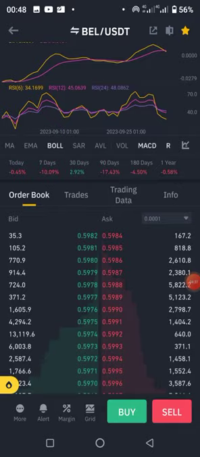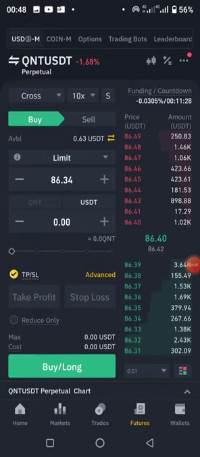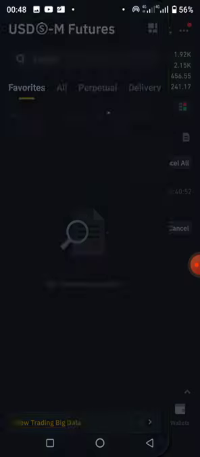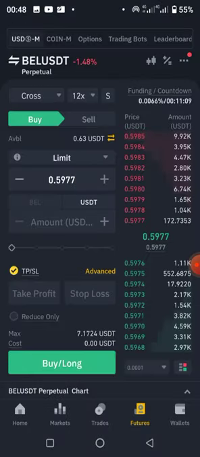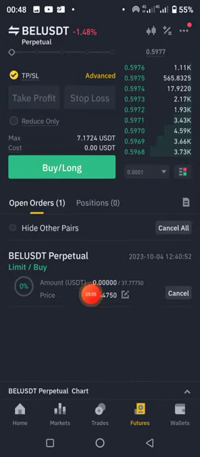Let's go to my futures trade. This is the futures. Let's switch it to Bell. Mind you, this is Nigeria. I'm live from Nigeria, showing you how to navigate trade on your phone. Now this is Bell. You see I have an open order. So I set an open order in case the market dips. I will be buying Bell at 0.54750. Hopefully it hits this.